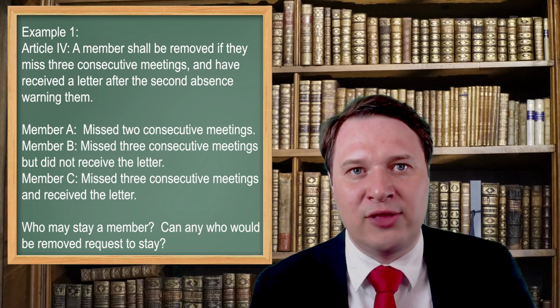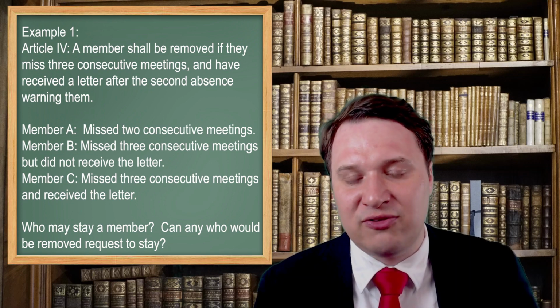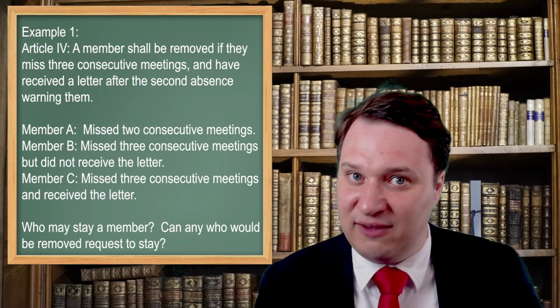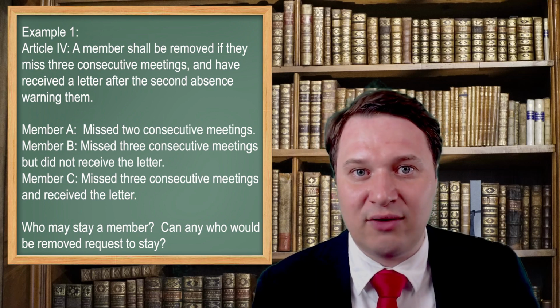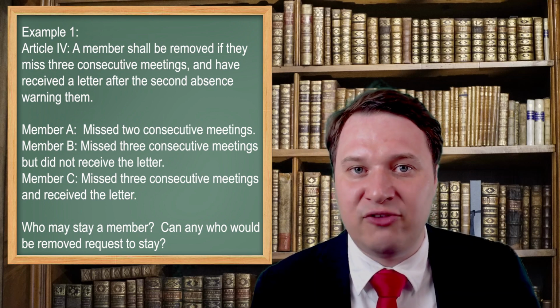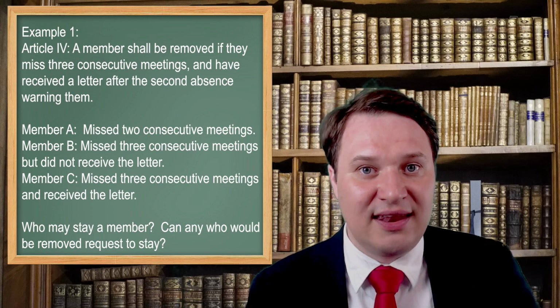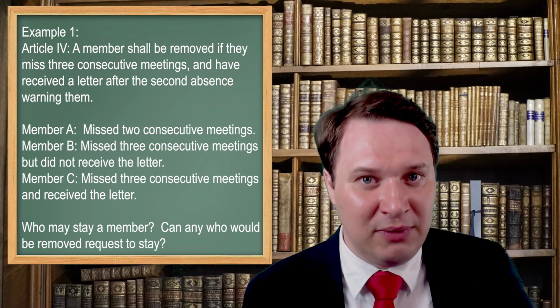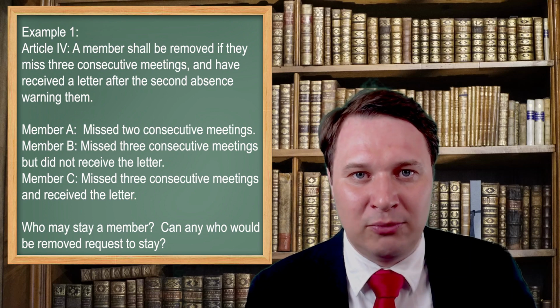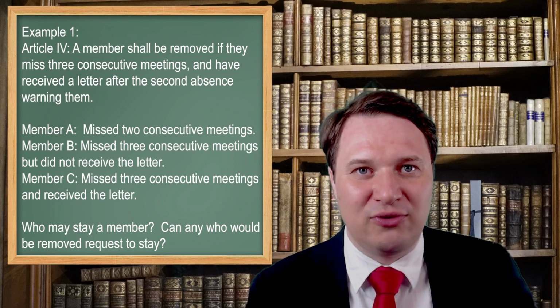But for now, I would argue that member B is safe because although they missed 3 consecutive meetings, they didn't receive their letter. Perhaps the letter wasn't sent out, and so therefore the bylaw has not been fully complied with. If they then send out a letter warning them and then they miss another meeting, at that point they could probably be removed. How about member C?